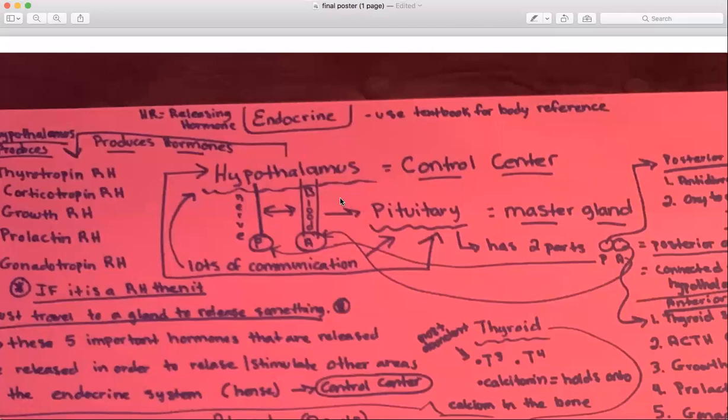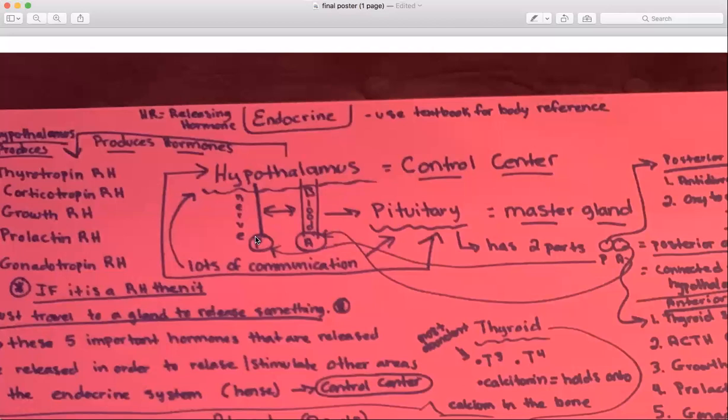So the hypothalamus can tell the pituitary gland to do things in one of two ways. It can either do it through blood or it can do it through a nerve impulse. So we've talked a lot about how our endocrine system communicates through blood. And this is where I don't want it to get super confusing.